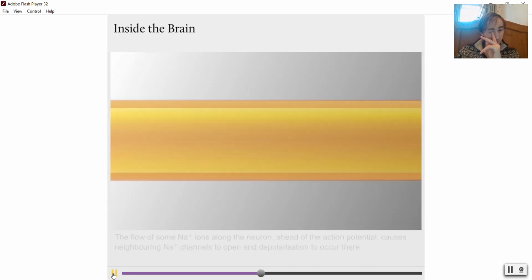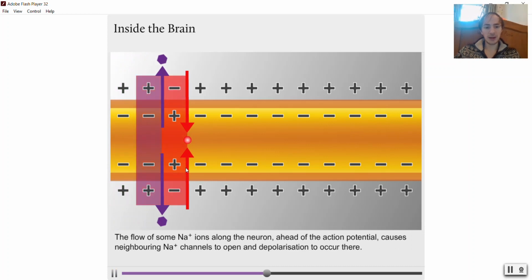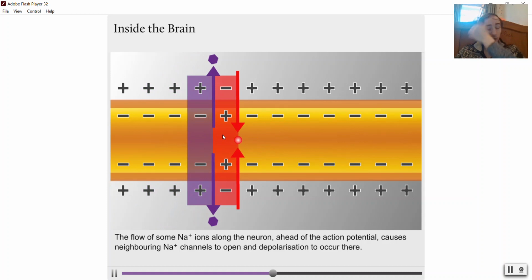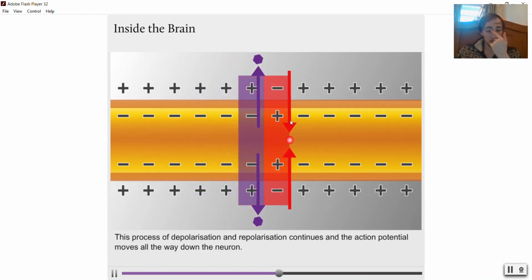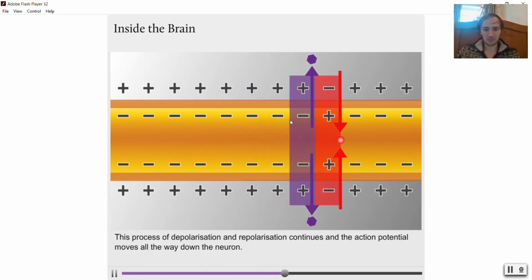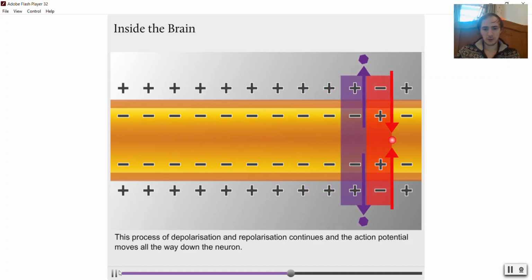This causes a wave of depolarization. Broadly, the flow of sodium ions moves ahead of the action potential, which means the next section will also open. So depolarizing the previous bit causes the next bit to happen. It's almost like a Mexican wave. Activating one thing will also activate the next thing. In this case, the action potential is the purple bit, and the sodium ions entering are the red bit, because the sodium ions spread out.